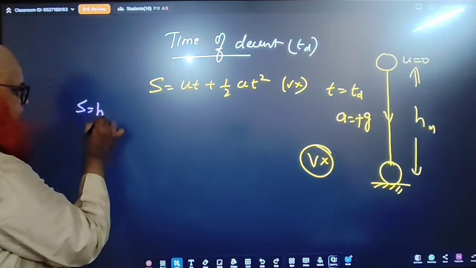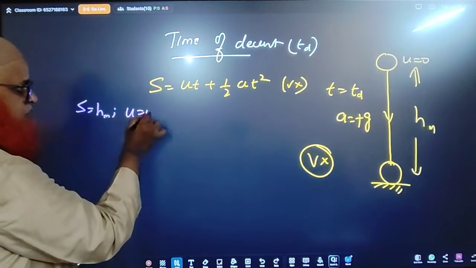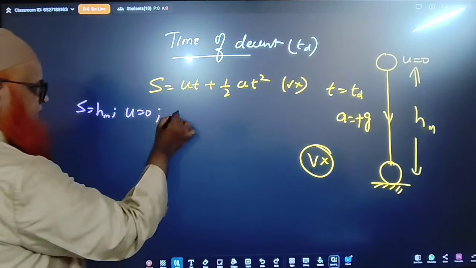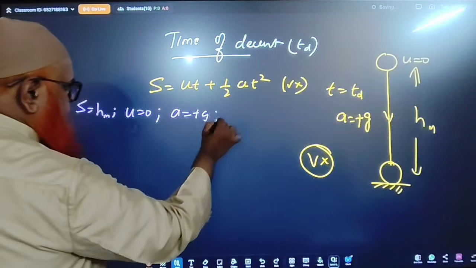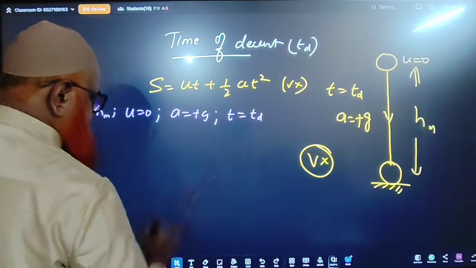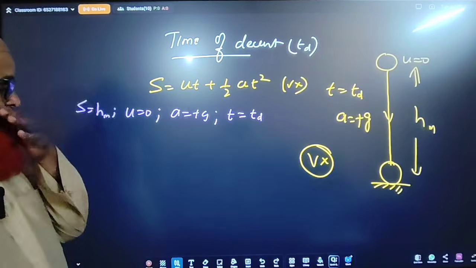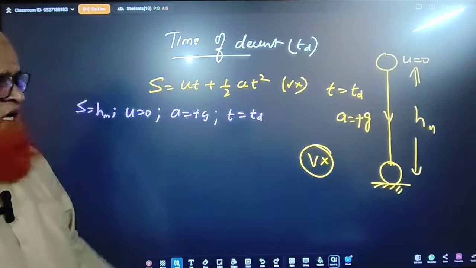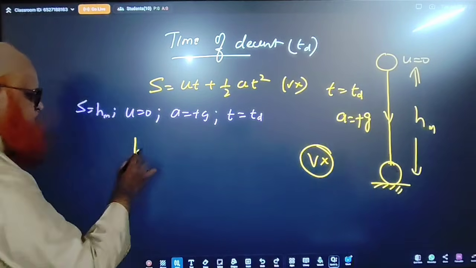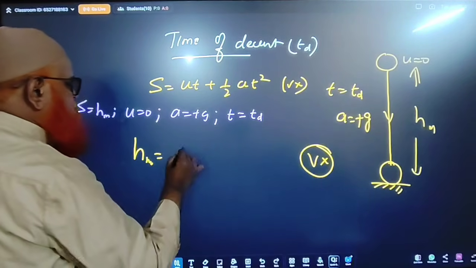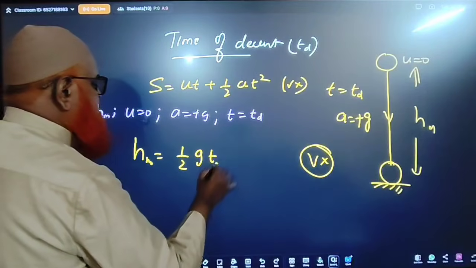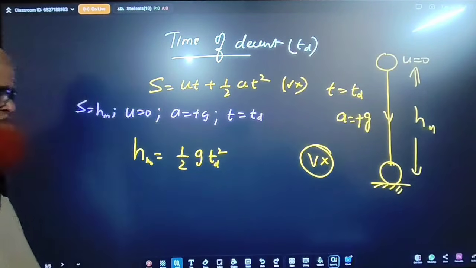S is going to be h maximum. U is going to be 0 because you are dropping, and A is going to be plus G, and T is going to be TD. Okay, T is going to be TD. Understood or not? T is going to be TD. So if you substitute these things, you're getting how much? H maximum is 0 plus half G TD square.